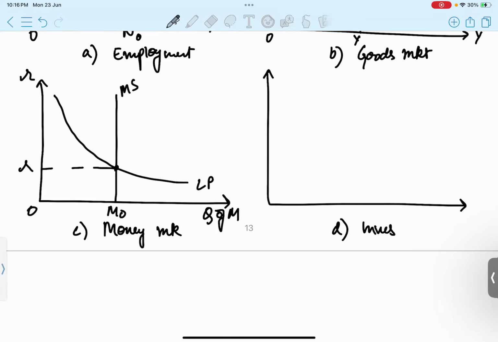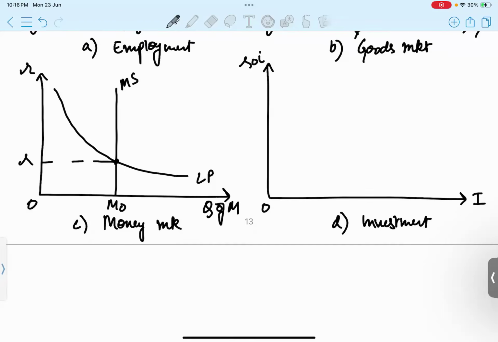represent investment. For investment, we have investment here and rate of interest on the y-axis. So for investment, we see there is an inverse relationship. So we are going to extrapolate this level of rate of interest.